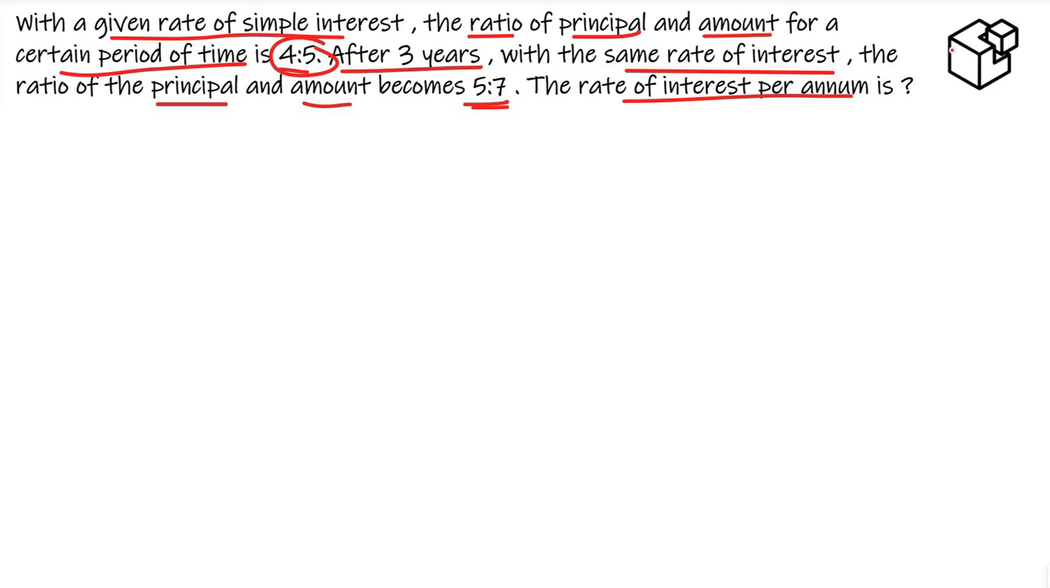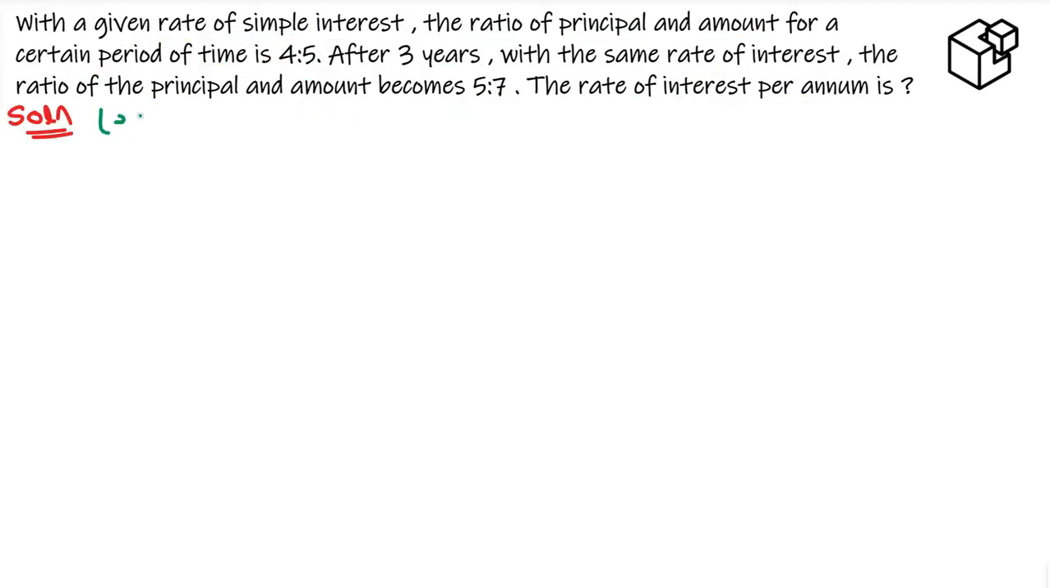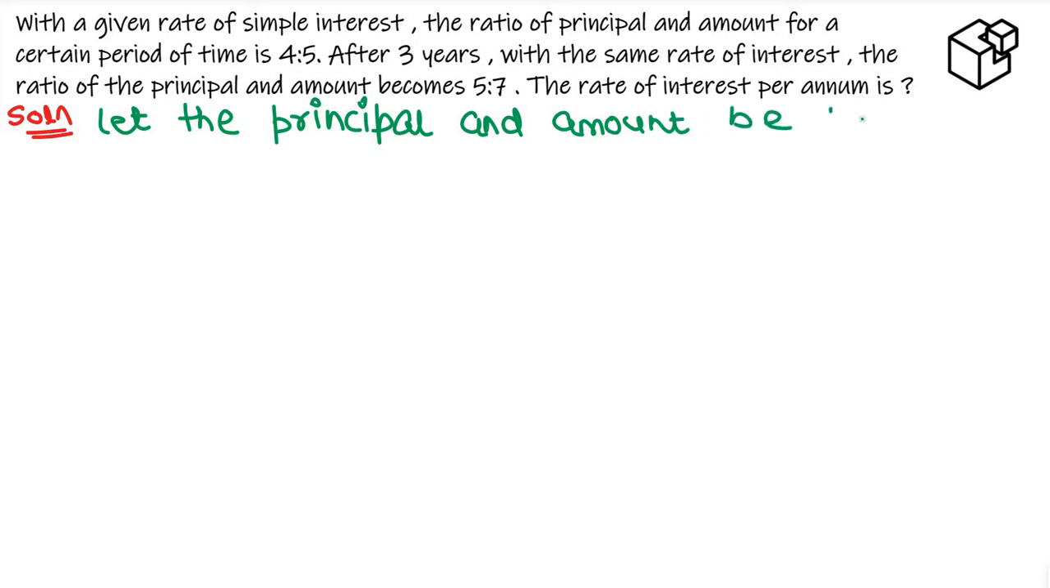Okay, let's assume the principal and amount have a ratio of 4:5, so let's suppose principal is 4x and amount is 5x. Okay, let me write it for you. So write like, let the principal and amount be 4x and 5x, right? Okay, now we have done till here, right?